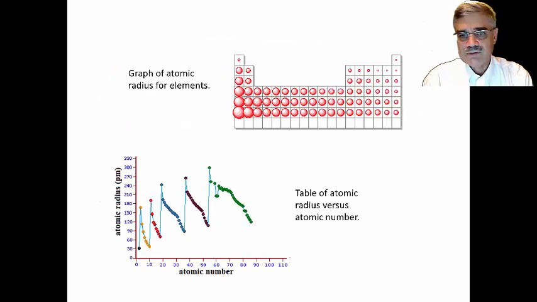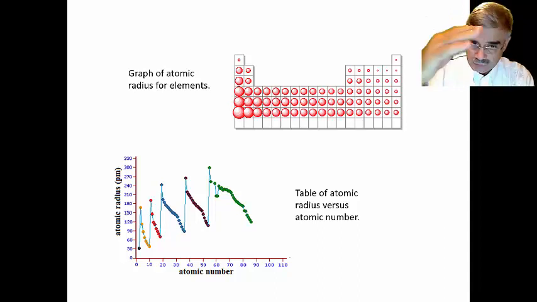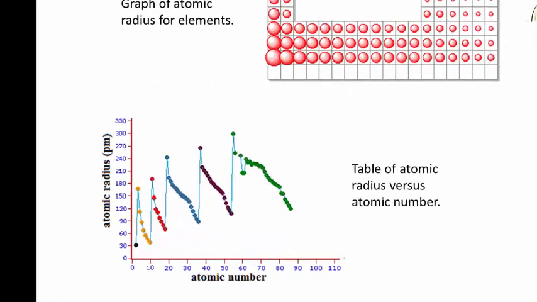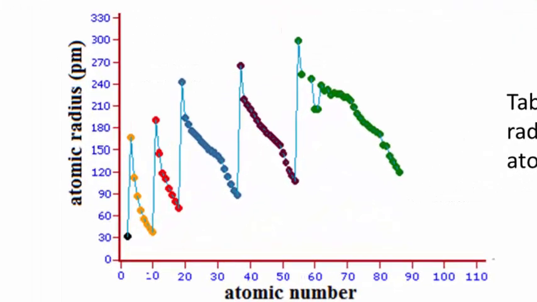As you can see, if you look at the second or third or fourth row, any of these rows, that as you go from left to right, the elements get smaller. Of course, as you go down, they get bigger, but they get smaller as you go from left to right. The bottom part of the slide shows a more detailed graph of the atomic radius given in picometers.